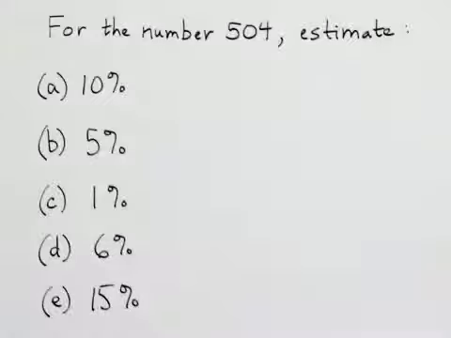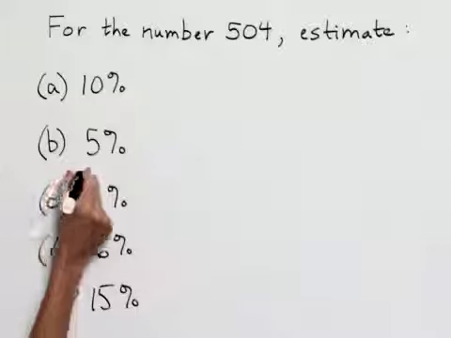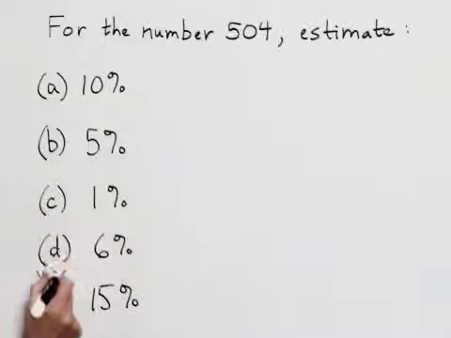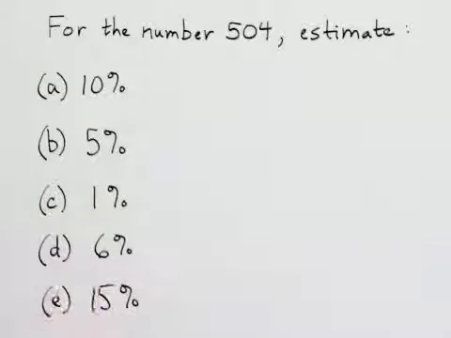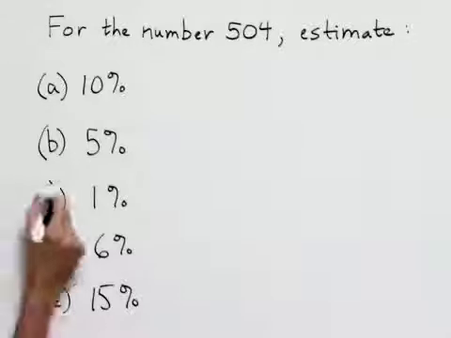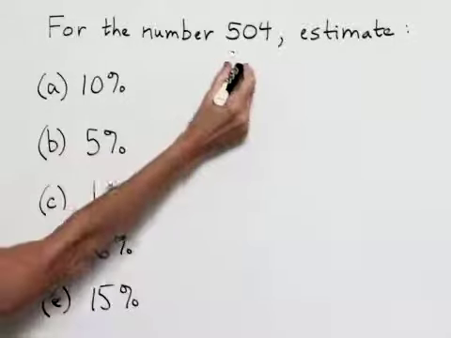For the number 504, estimate in Part A 10%, in Part B 5%, in Part C 1%, in Part D 6%, and in Part E 15%. Let's begin with the number itself, 504.